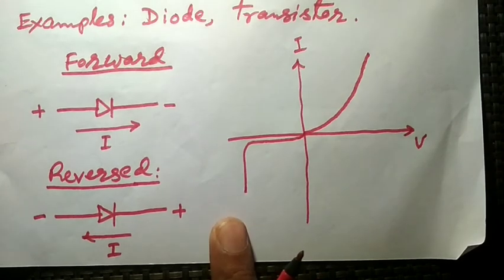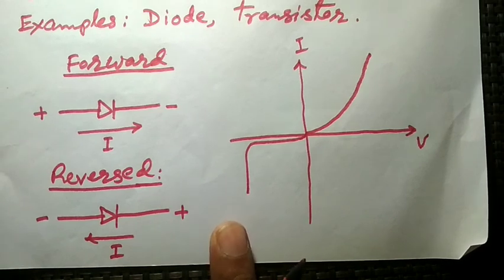The circuit which is made by the bilateral elements is called a bilateral circuit, and the circuit which is made by the unilateral elements is called a unilateral circuit.